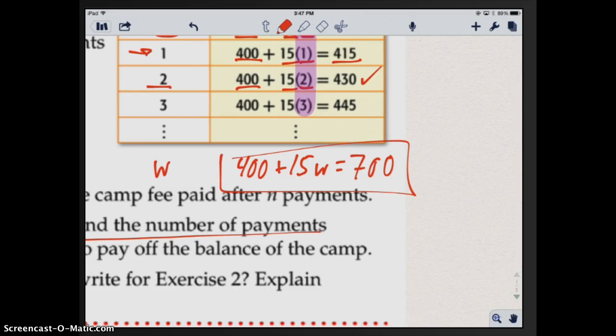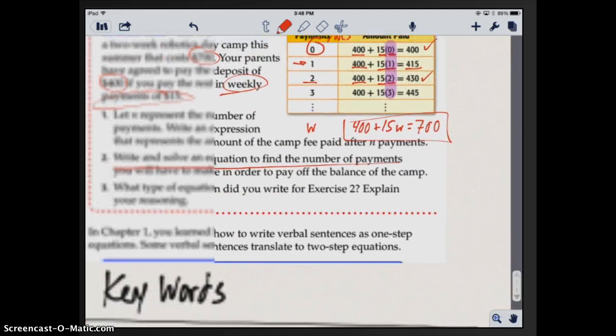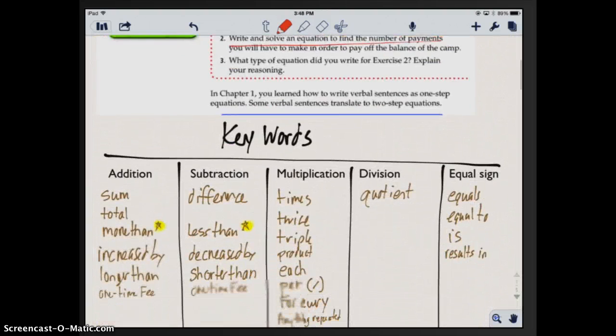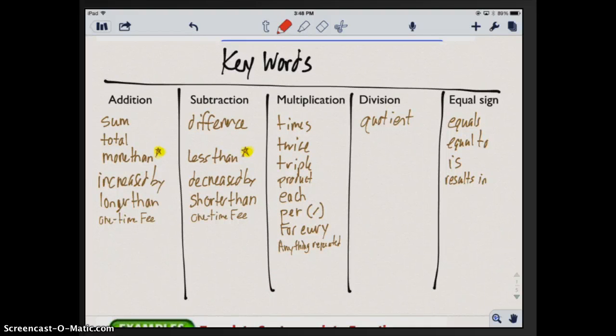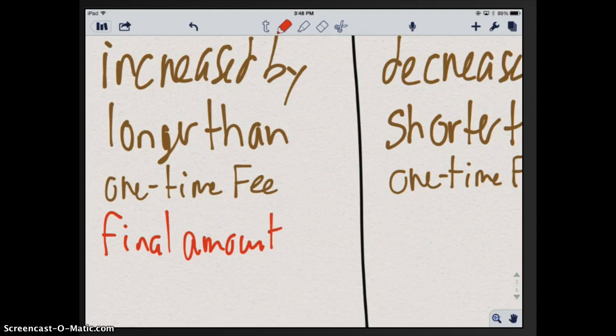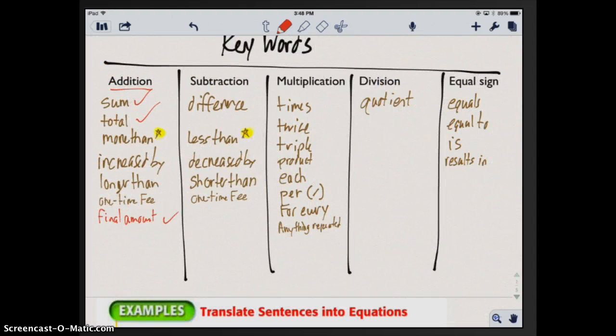And then solving it, we have already learned about that last section, so I'm not going to go over that right now. We'll be learning mostly how to write equations today. In order to do that, I've made this big table full of keywords that you're going to need to know. Let's start here. Addition words are things like sum or total, even if the word total isn't there and it implies a total, or even I would say final amount. That would also kind of mean a total.